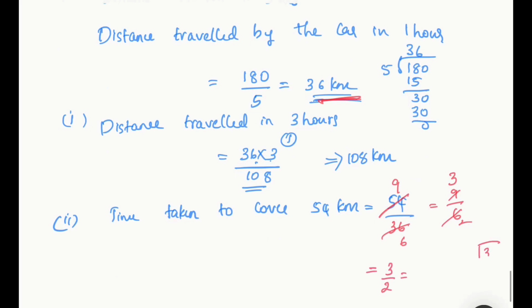3 by 2 is equal to, what is 3 by 2? 1, 2s are 1. So you'll get 1 by 2. So the time taken to cover 54 kilometers is equal to 1 by 2 hours. Okay. Hope it's clear to you all. Have a look at the steps. It will be more clear.